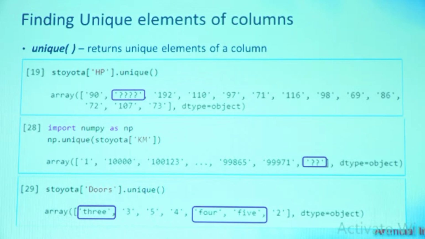Okay, so there are 2 different ways in which you can identify unique values. Please keep that in your mind. Either use the direct unique method or call unique from NumPy and pass your data frame as parameter. Okay?